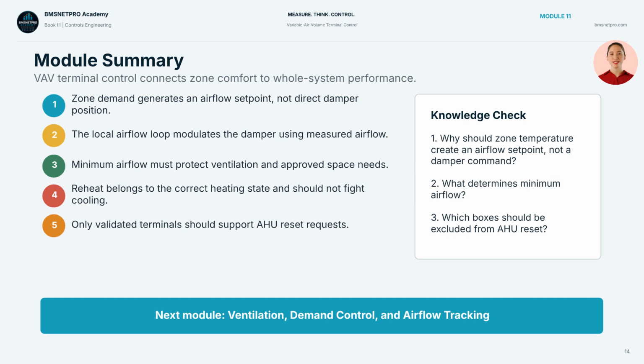Before moving on, answer the knowledge check questions and review one real VAV box trend if available.